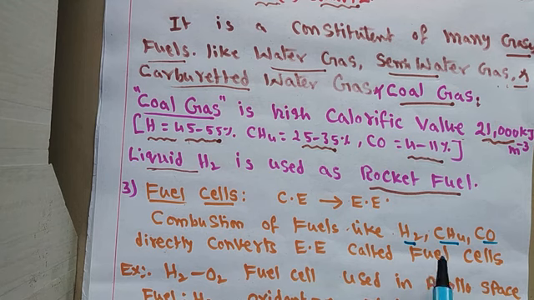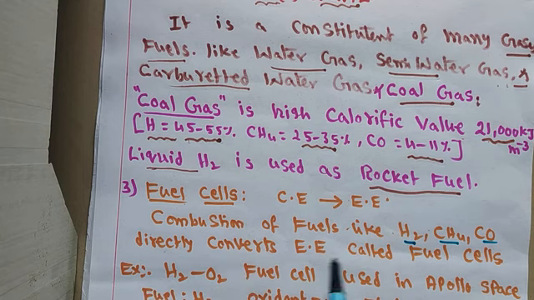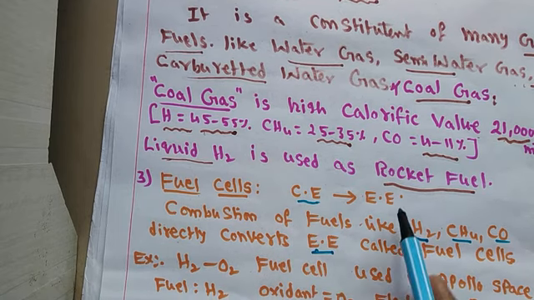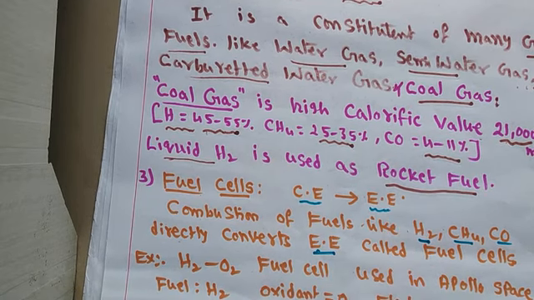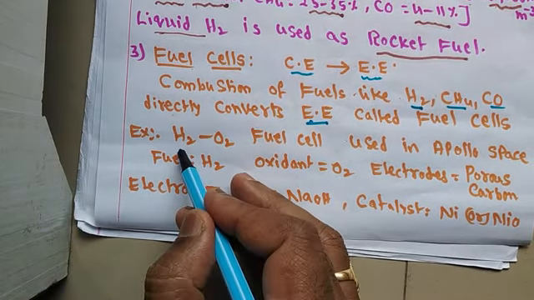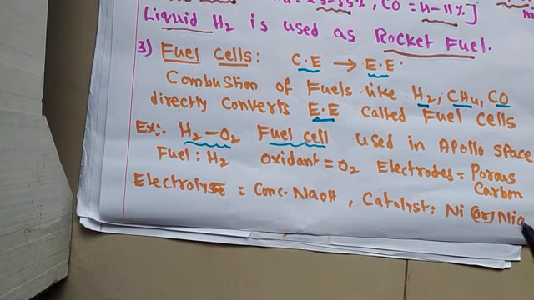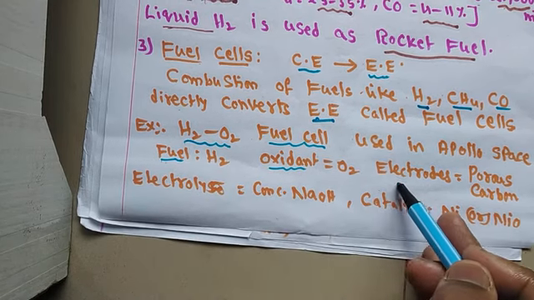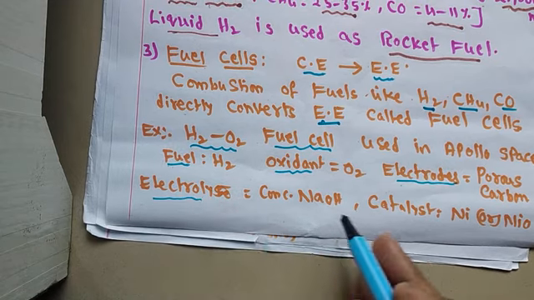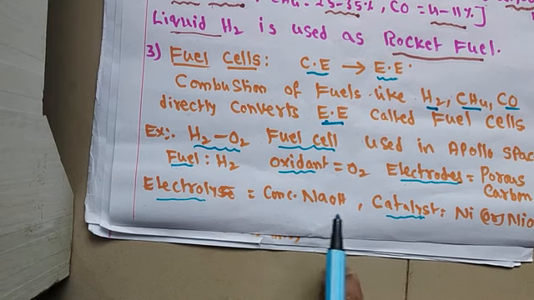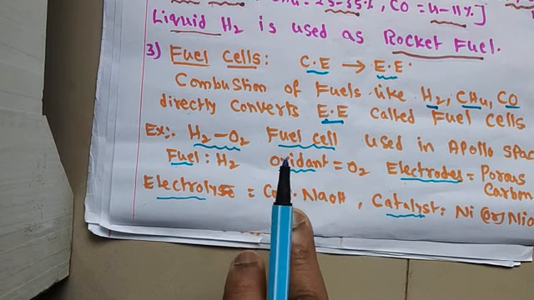Whatever it is, hydrogen is one of the fuels for fuel cells, children. So what happens in fuel cells? They directly convert chemical energy into electrical energy. The best example is the hydrogen oxygen fuel cell. For the construction of fuel cells, what is required? Fuel, oxidant, electrodes, electrolyte, and sometimes a catalyst is also required. These are the material requirements for the construction of a fuel cell, children.